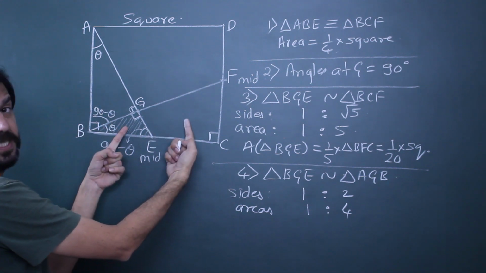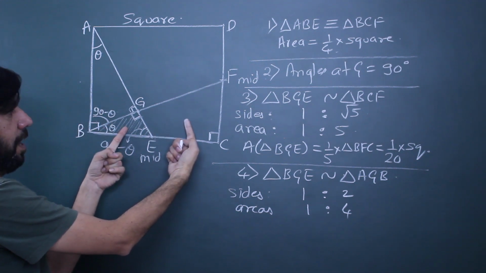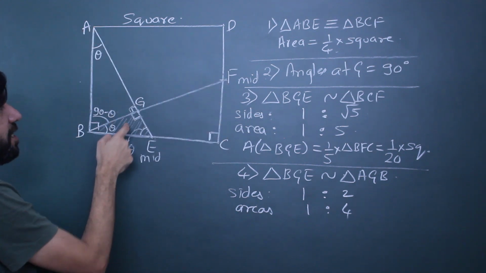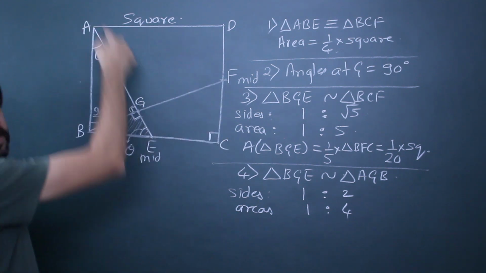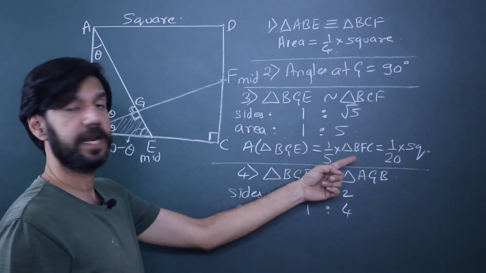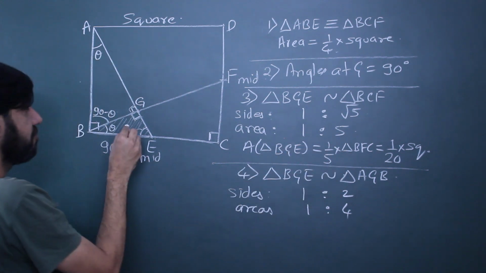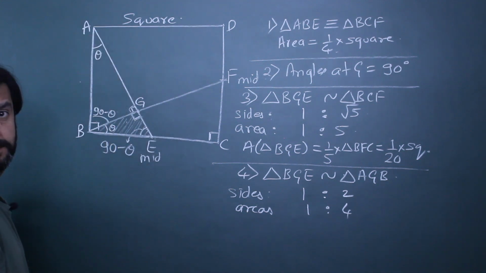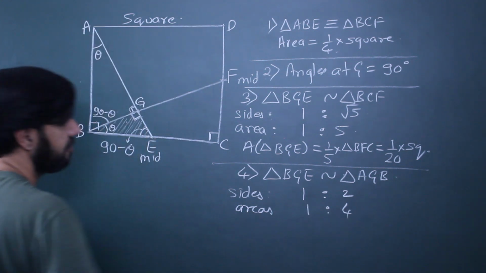And this is pretty obvious also. Just as these two were similar, right? This one is congruent to BFC. So BGF will be similar to ABE. And what is that ratio? That ratio is again 1 is to 5. So if this area was 1, the bigger one was 5, and so this one will be 4. Right? So this is again a learning which you could take.